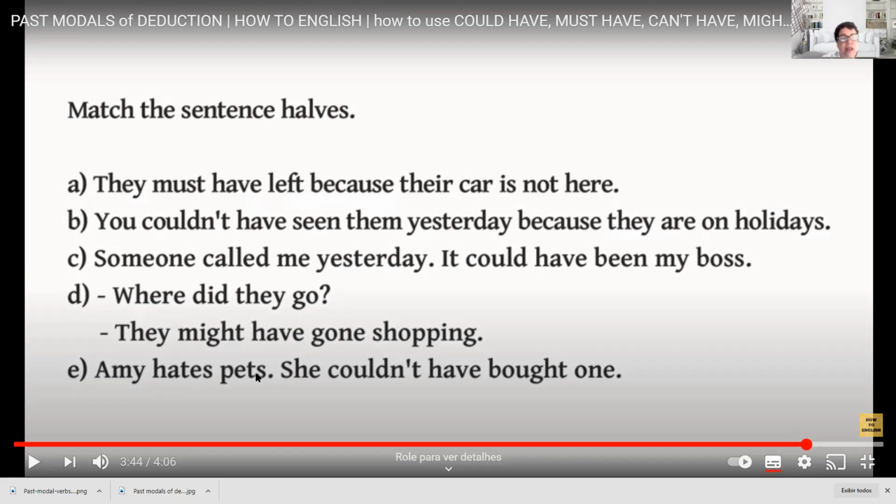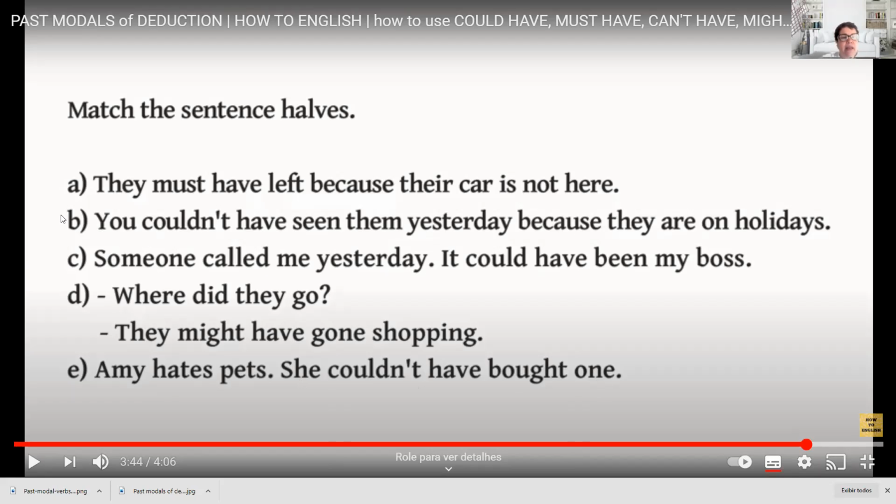And then here in letter E and letter B, we have the idea that it's not possible for something to have happened. So I don't believe it happened, right? So look, Amy hates bats. She couldn't have bought one. So this is impossible for her to buy a bat because she hates bats. So no, she couldn't have bought one. I don't believe it. Okay?